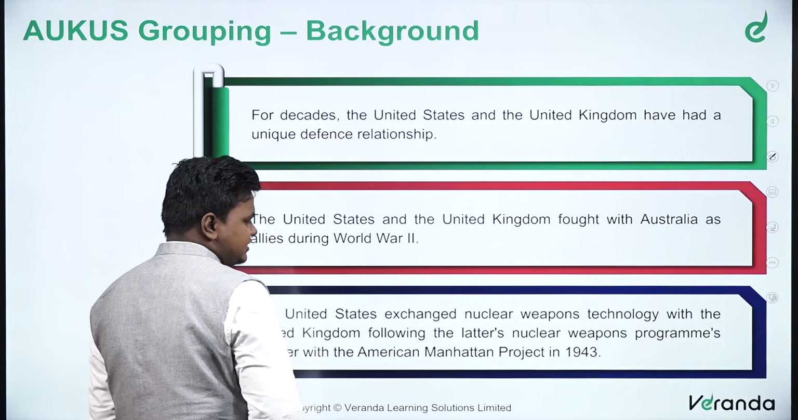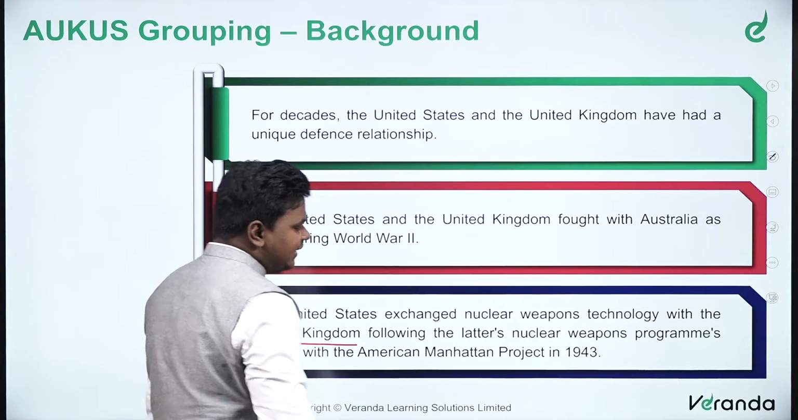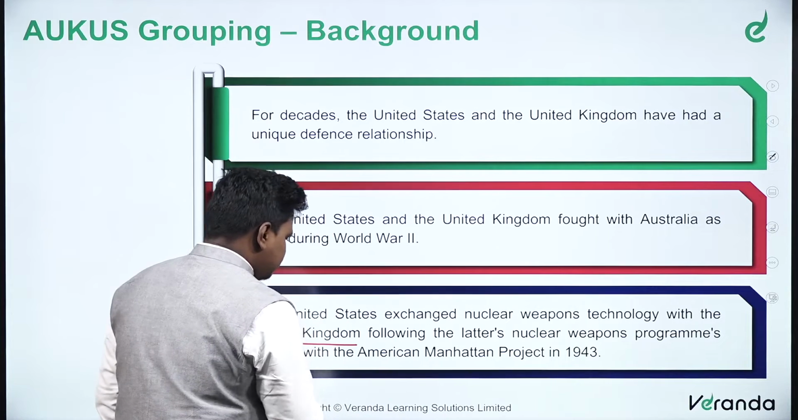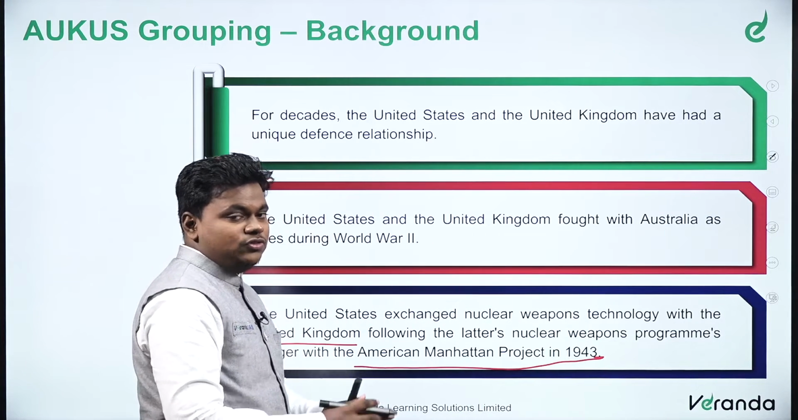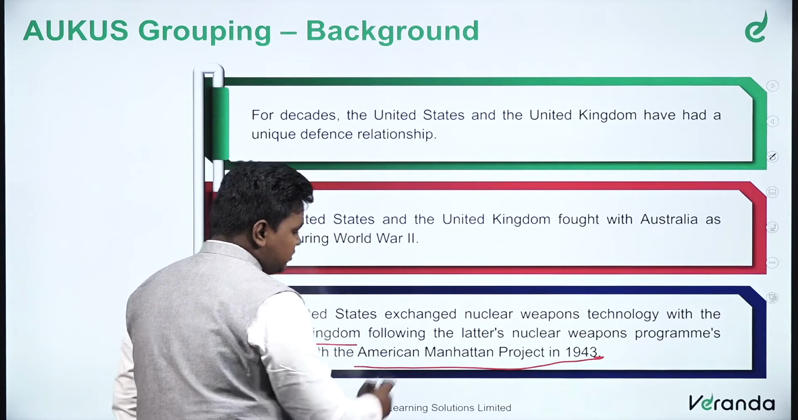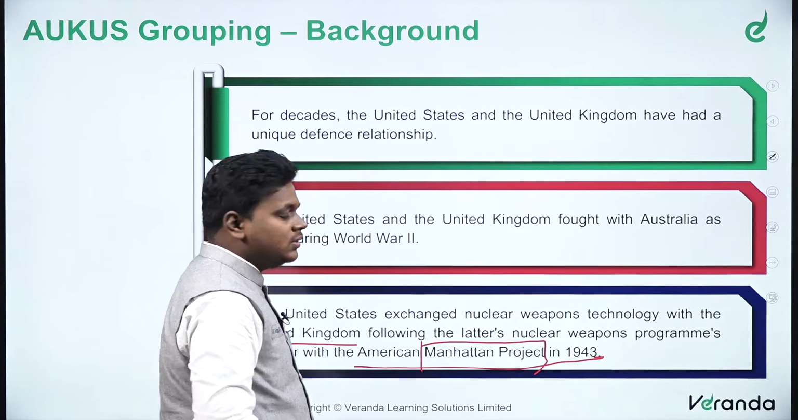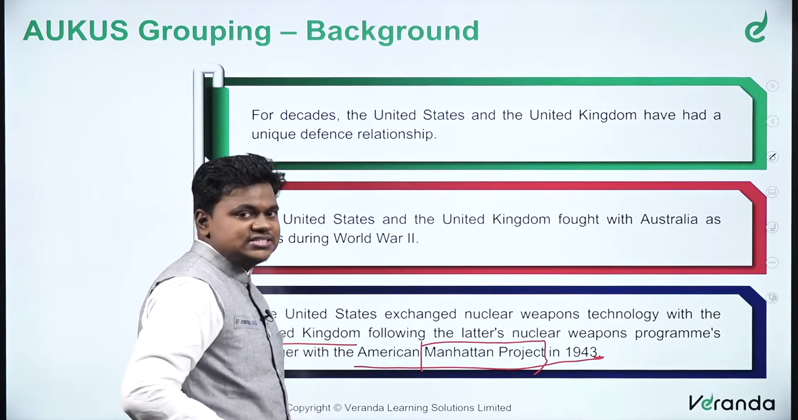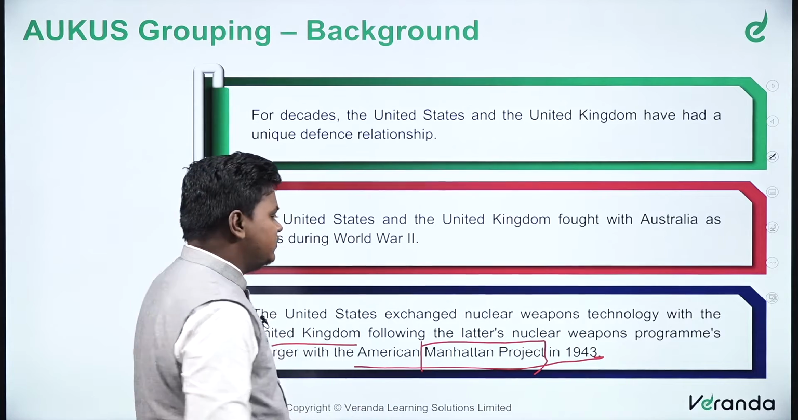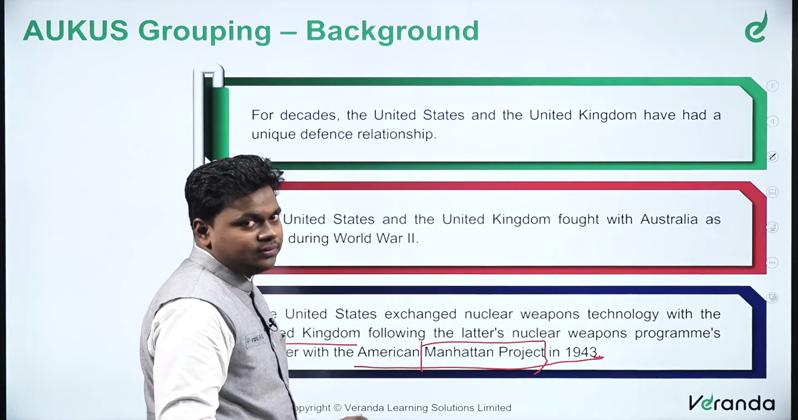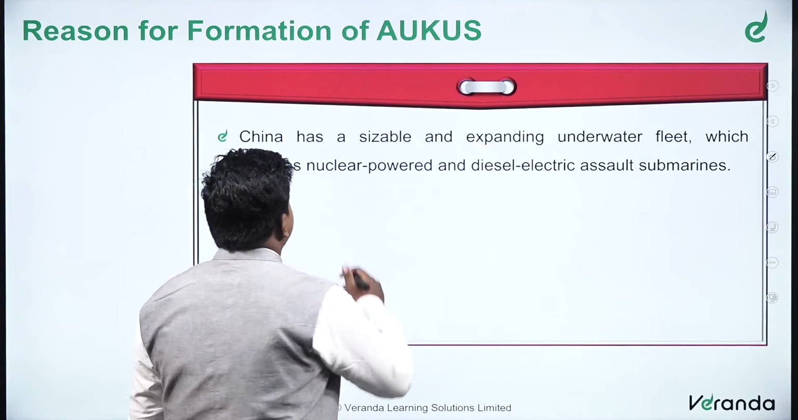Further, the United States exchanged nuclear weapons technology with the United Kingdom following the merger of the latest nuclear weapons program with the American Manhattan Project in 1943. So what happened during World War II was that the Manhattan Project was carried out and eventually the nuclear weapon was developed. The United States actually shared this technology with the UK, which was also a part of the Manhattan Project in 1943. Further, let's see about the further reasons for the formation of this group.